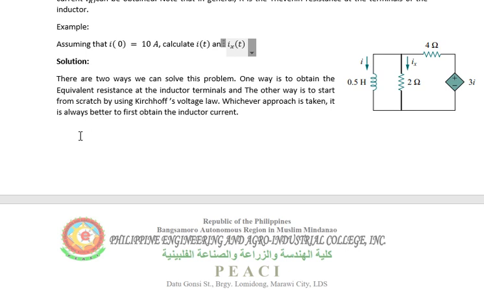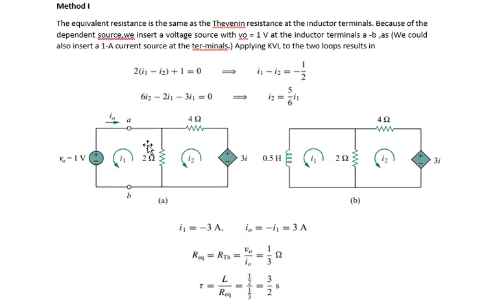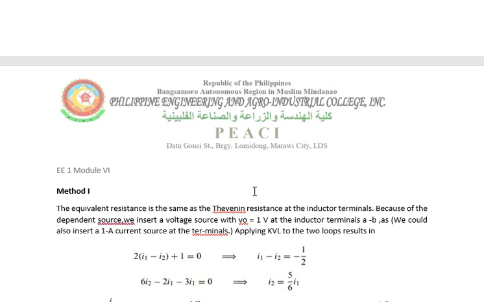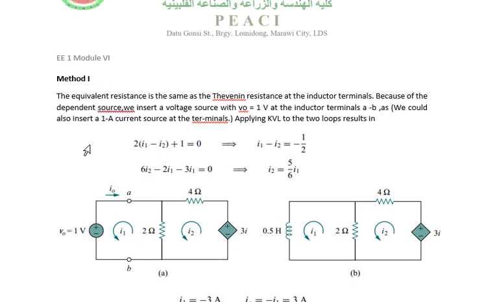Whichever approach is taken, it is always better to first obtain inductor current. So there we have two ways of how to calculate the value of I of t here and Ix of t here, no? So we can simplify this circuit into its equivalent here, okay? Or we can just use the KVL method, okay? So we have here the method 1. So ibig sabihin, we replace this circuit here with its equivalent resistance. Then eventually we can now find the value of I of t.